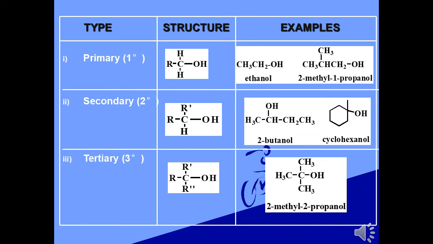Three types of classification of alcohol can discuss about structure and example. First is primary. Structure is 1 degree R carbon. For example is ethanol, and 2-methyl-1-propanol. Secondary structure is 2 degree R, example 2-butanol or cyclohexanol. Third is tertiary, 3 degree R, and example is 2-methyl-2-propanol.